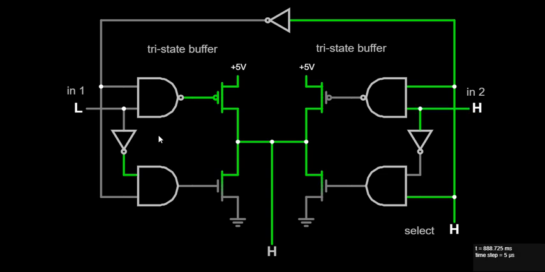Now we change input 1. There will be no effect on the output from input 1. First it is low, so this is high. If I make it high, there will be no effect on the output. Okay, so the output is affected only by input 2. So this is the multiplexer.